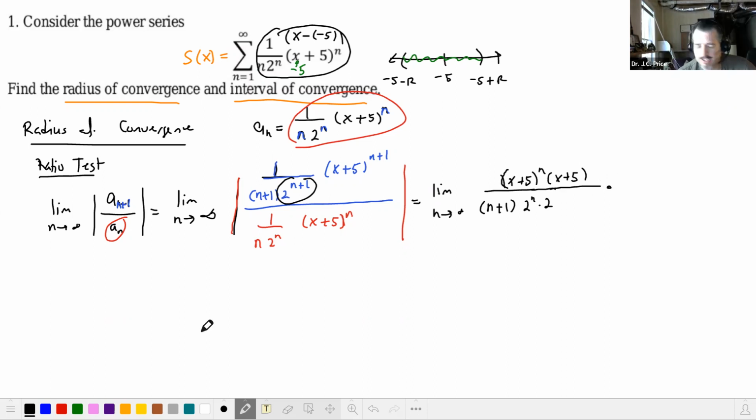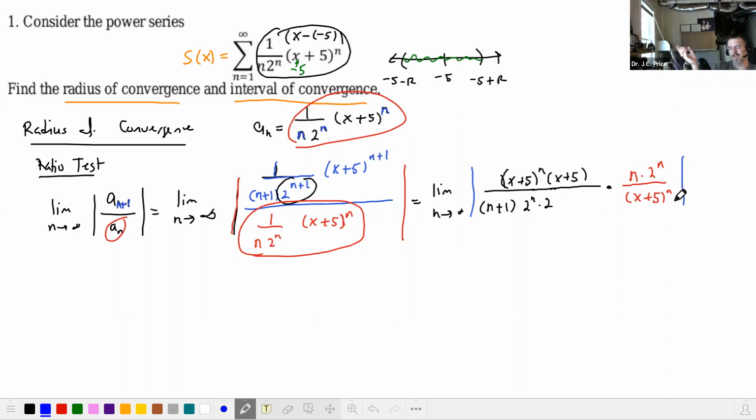And then times, and then I'll do this one in red. I'm just going to take this and I multiply by the reciprocal, right? Because when you divide by a fraction, you multiply by the reciprocal. And so here I do n times 2 to the n divided by, and then it's x plus 5 to the nth power. And then again, don't forget, you still have absolute value on this thing because x's could be positive or negative, or x plus 5 can be positive or negative. You need to keep those absolute values on there.